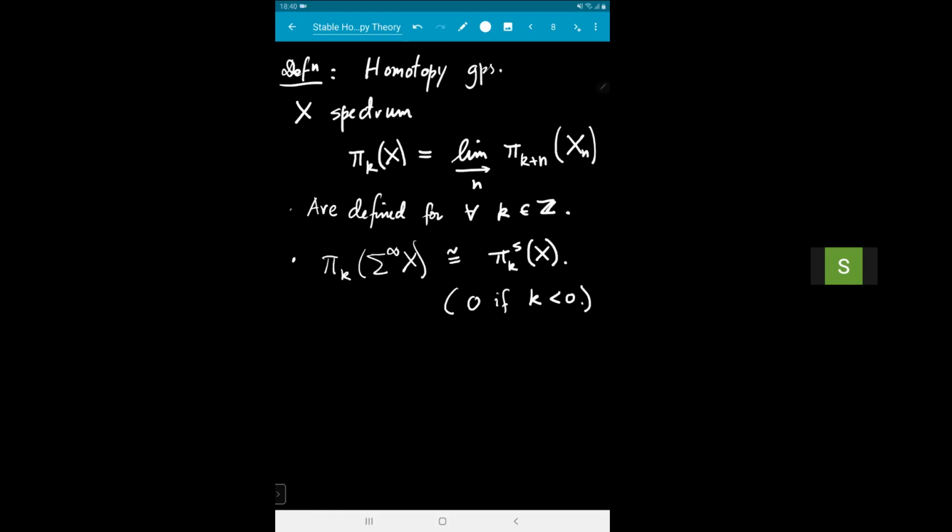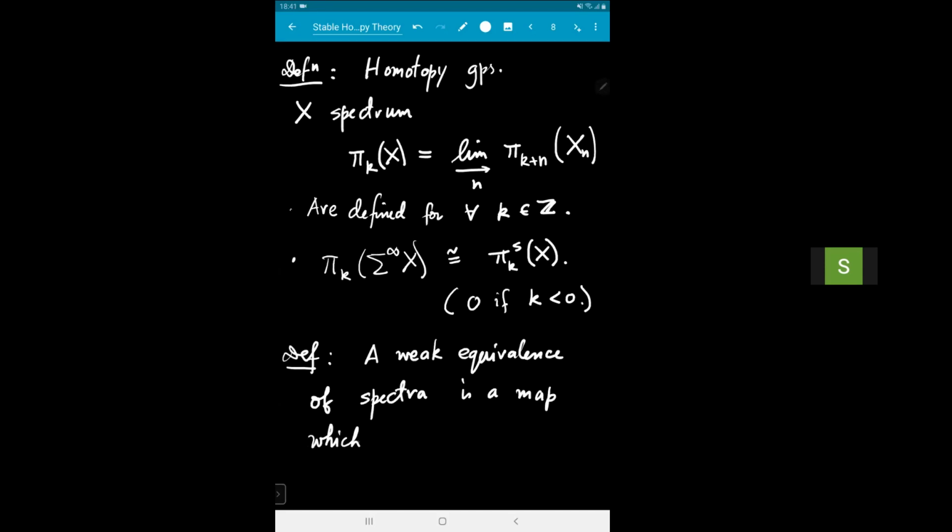Okay, and we define a weak equivalence of spectra. An equivalence of spectra is a map which induces an isomorphism on all π_k.